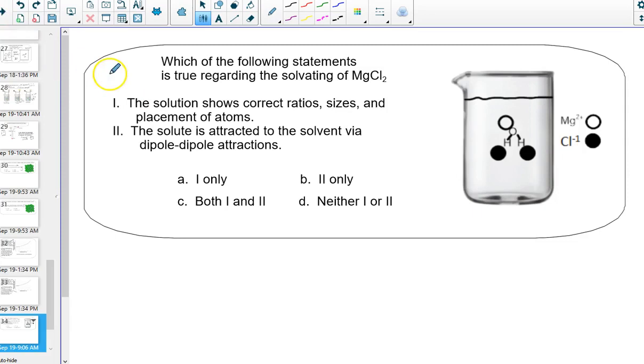And there we go, another one. The solution shows correct sizes and ratios. So magnesium chloride, we have 1 magnesium, 2 chlorides, yes. Are the sizes correct? Chlorine, this chlorine should be bigger. I think this one's out because of sizes. Placement of atoms, yes, they are correct. Solution is attracted by a dipole attraction? This is a no, it's the ion dipole. So really it's neither.